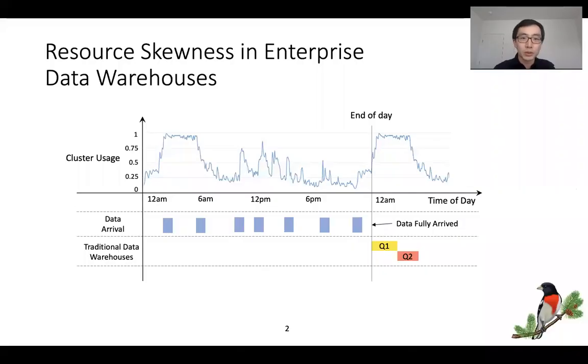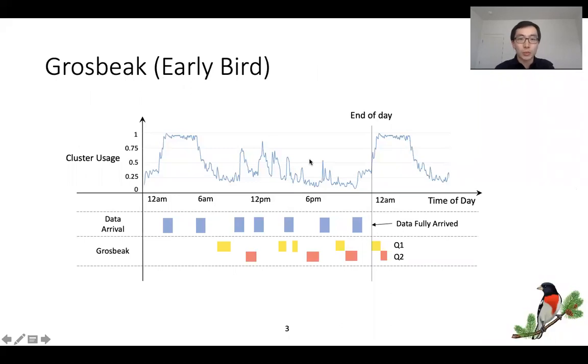So resource skewness is a big problem in a lot of enterprise data warehouses. And we see the same problem in Alibaba as well. So what happens is our business data continuously come in during the day. However, since the analytical queries typically want to analyze a full day worth of data, they cannot start at all until end of the day when their inputs are fully ready. As a result, this makes our cluster extremely busy during the night, and a lot of free cycles during the day are wasted. So we built Grosbeak.